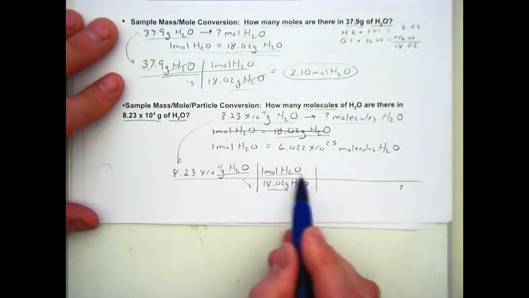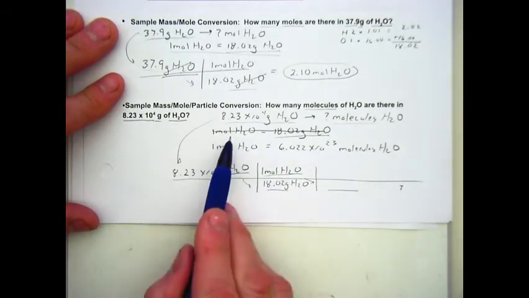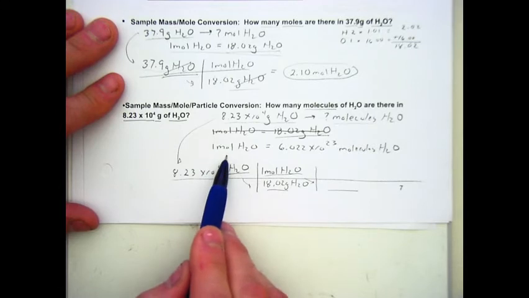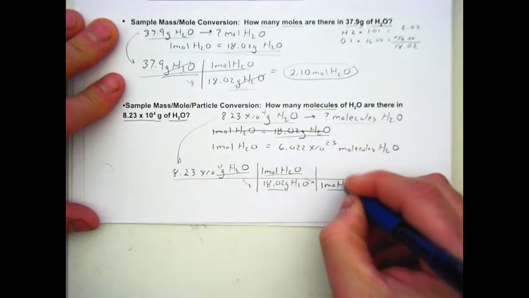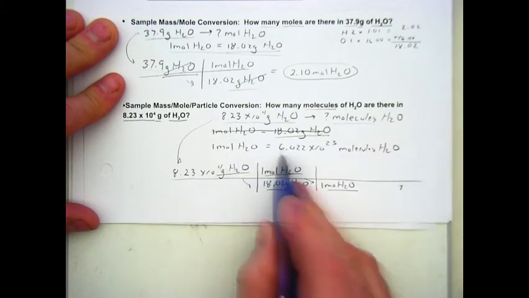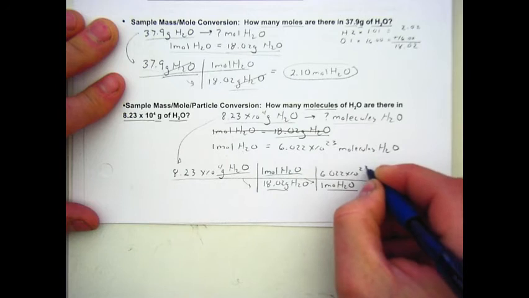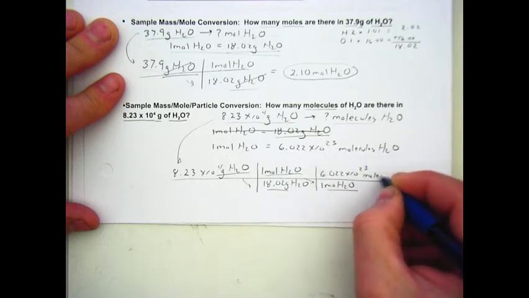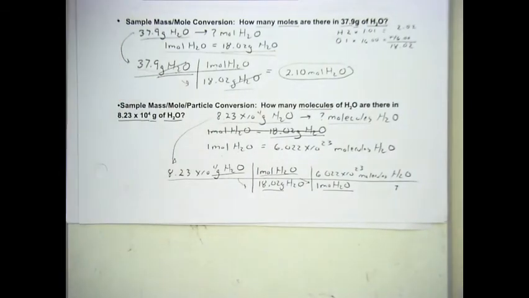Now I have moles of water on top. I want to put moles of water on the bottom. I can't use that one, so instead I'm going to use this one. So I put 1 mole of water, and what it's equal to, 6.022 times 10 to the 23rd molecules of water goes on top.